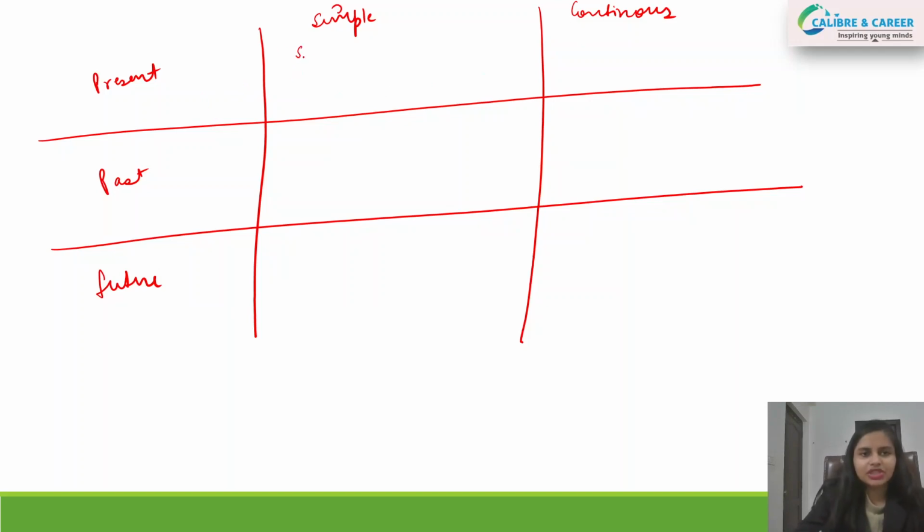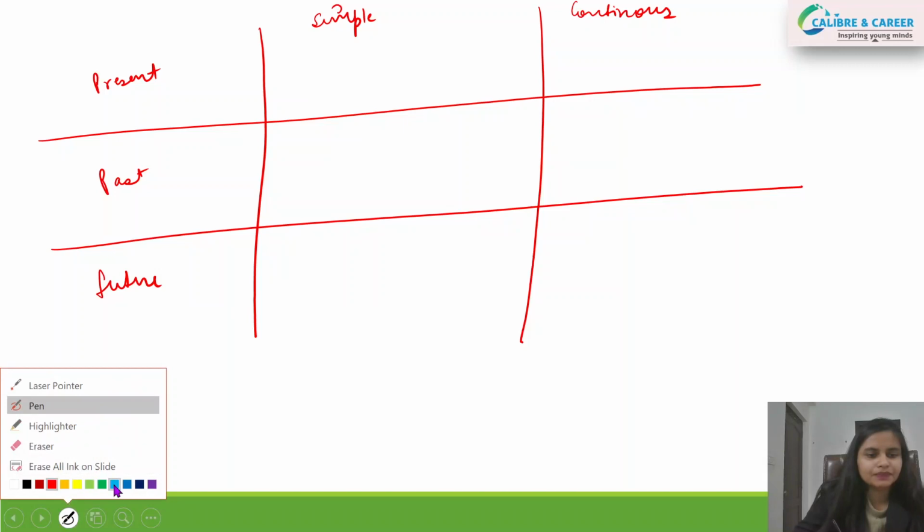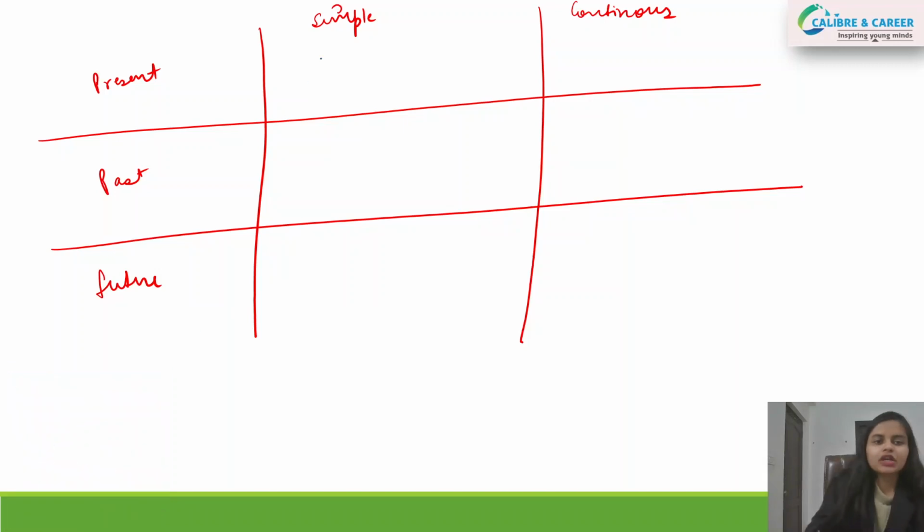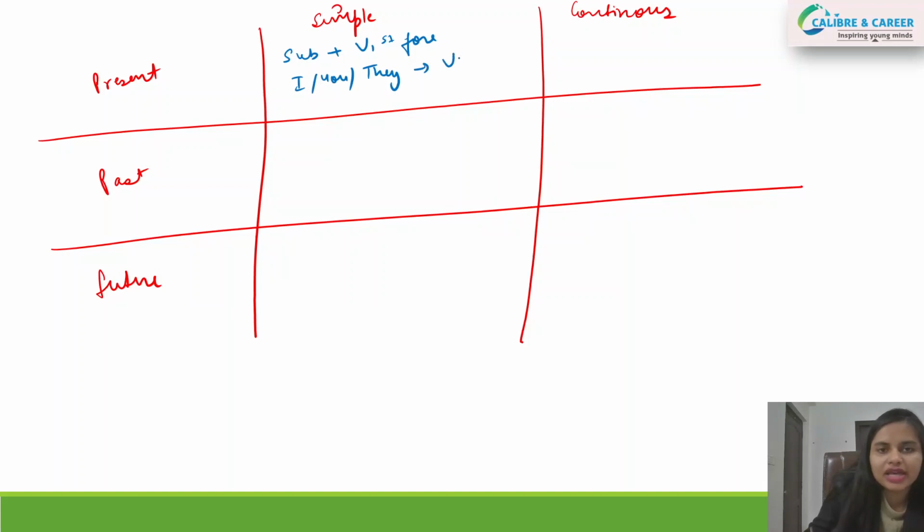In simple present tense, subject. Let me erase it. I will use another color. Okay. So in simple present, what we studied is subject plus verb first form. With I, you, they, you will use verb first form as it is. But with he, she, it, you will use S or ES, depending. He, she, it, S will be used, but with do, ES will be used.